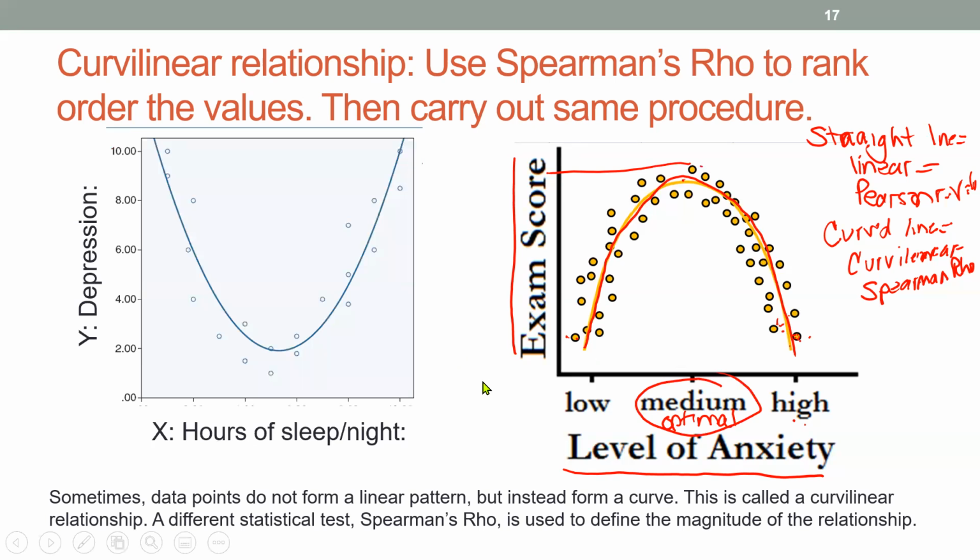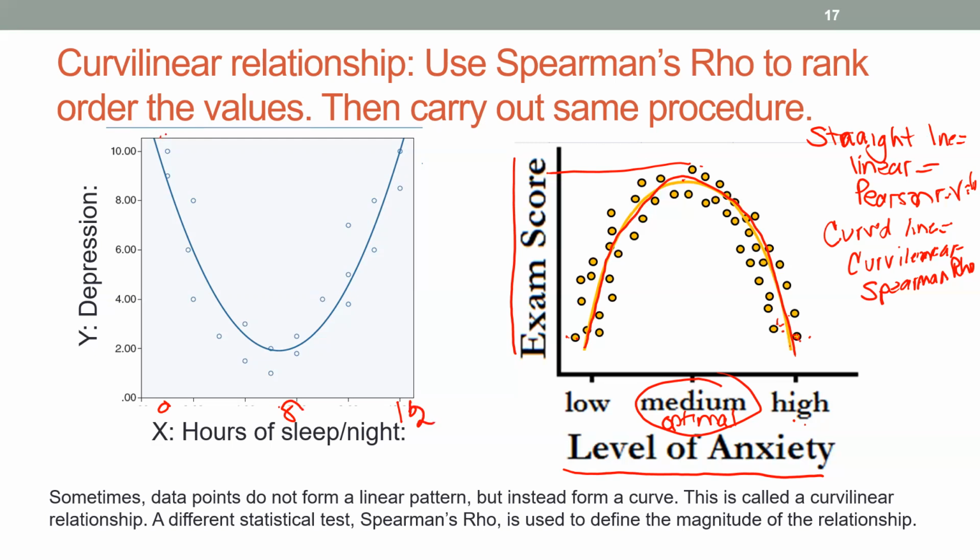Another example: hours of sleep per night and depression. On the x-axis, we have the number of hours of sleep. So let's put 10 up here and 0 down here. If you get no sleep at all, let's put your 8 right in the middle there or something like that. And then maybe let's put 12 up here.